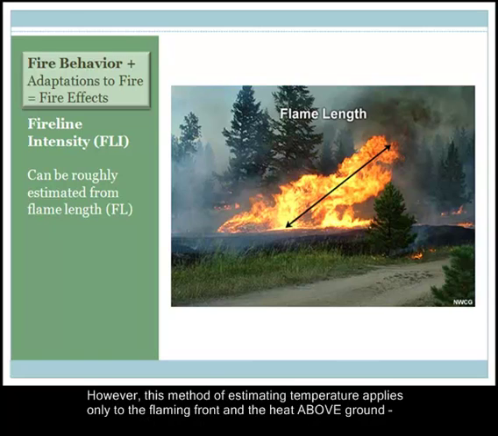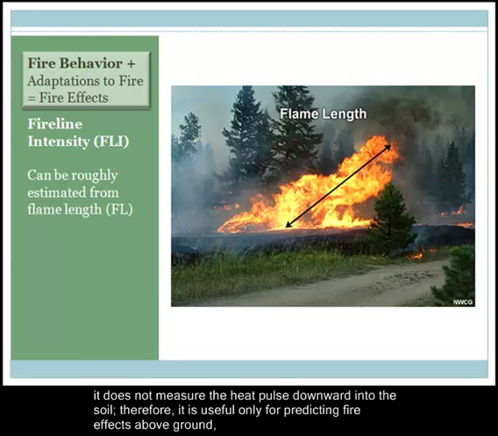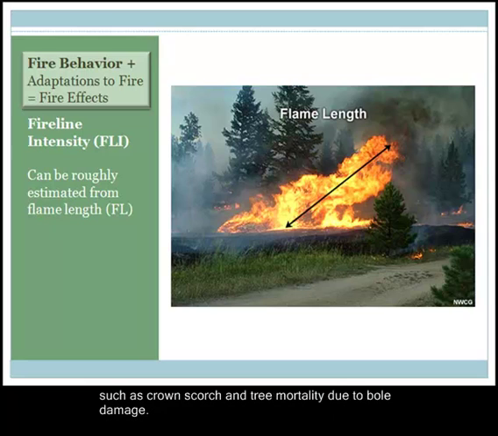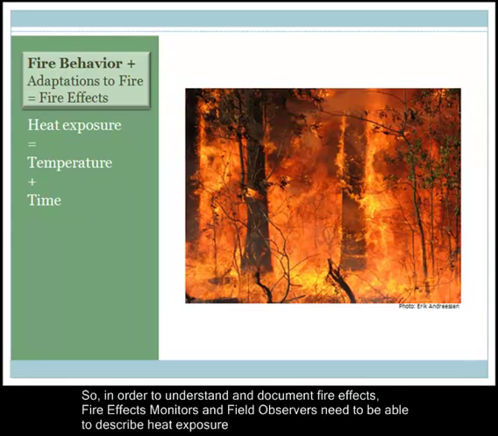However, this method of estimating temperature applies only to the flaming front and the heat above ground. It does not measure the heat pulse downward into the soil. Therefore, it is useful only for predicting fire effects above ground, such as crown scorch and tree mortality due to bole damage.